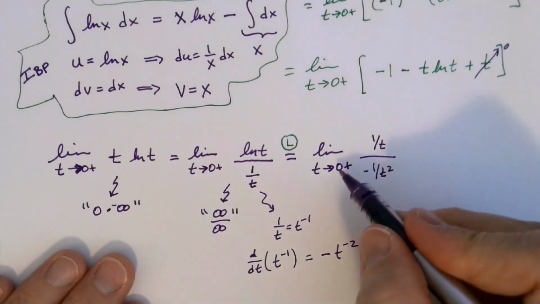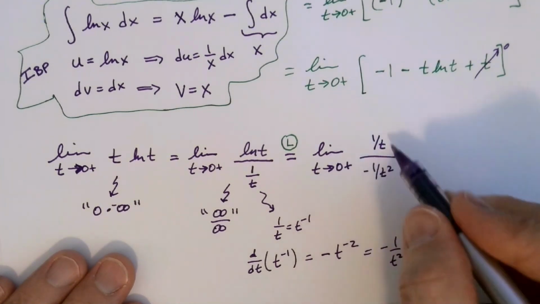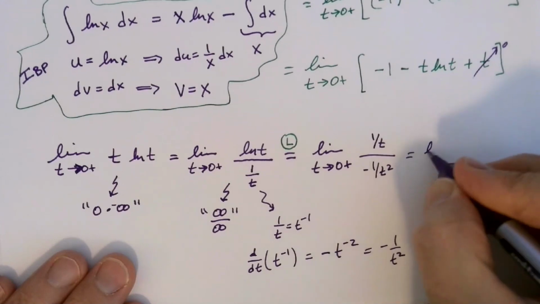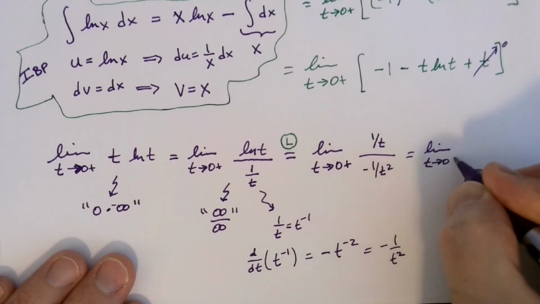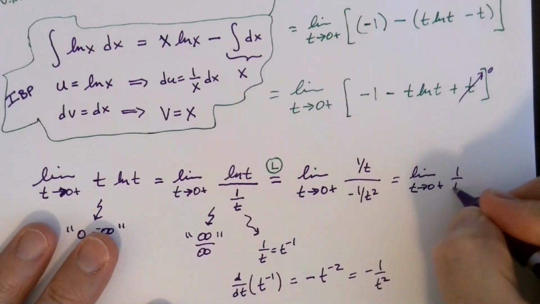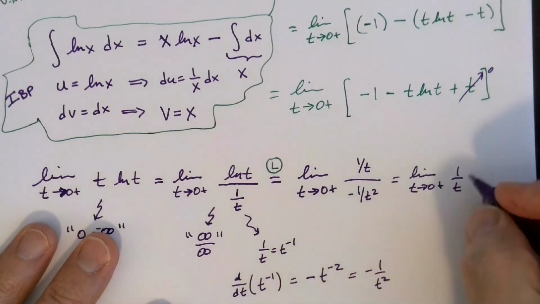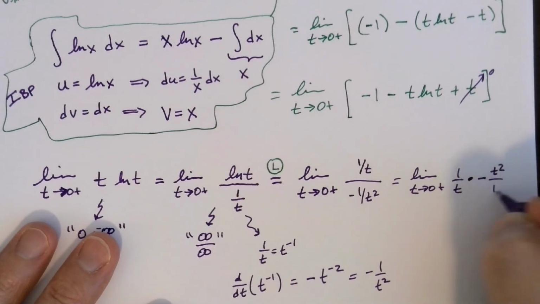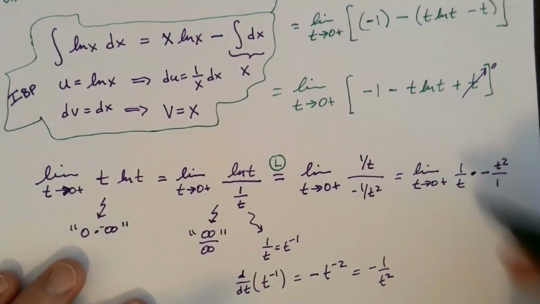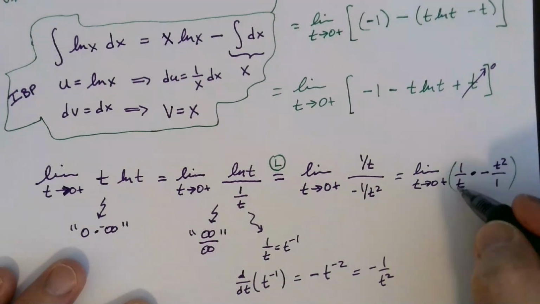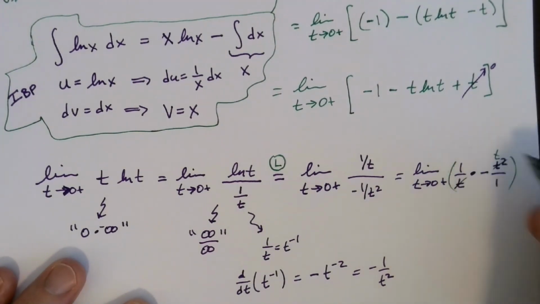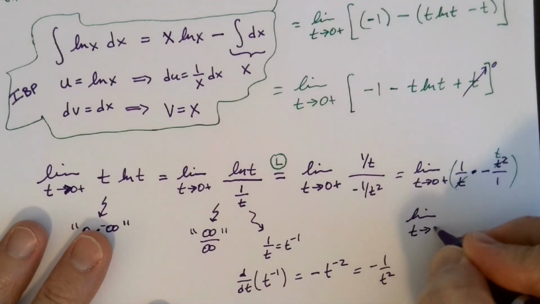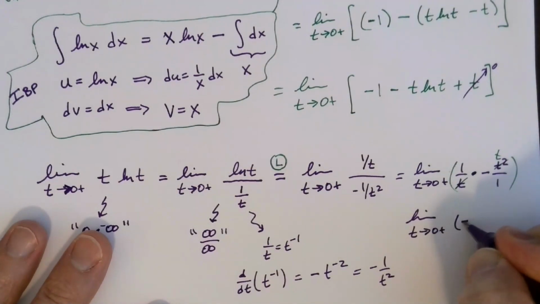Now, before you do any plugging in to evaluate this limit, simplify this mess. So I've got 1 over t divided by negative 1 over t squared, which is times the reciprocal. And if we look at that expression, notice this t can cancel with one of these, and I'm just left with the limit as t goes to 0 from the positive side of negative t.